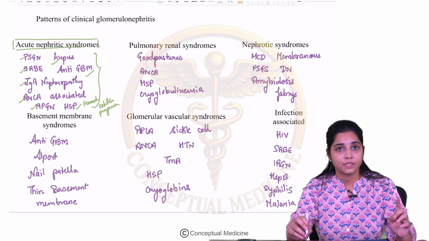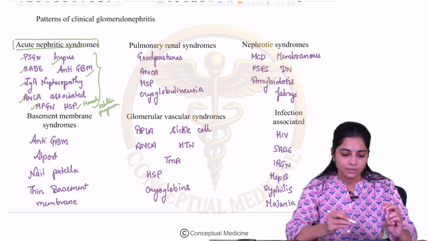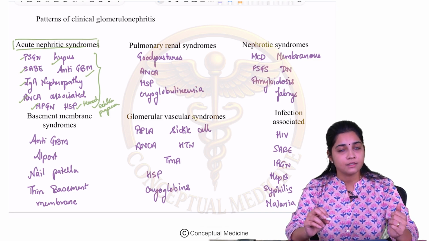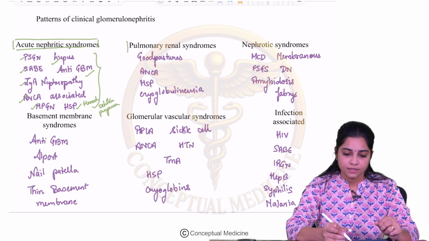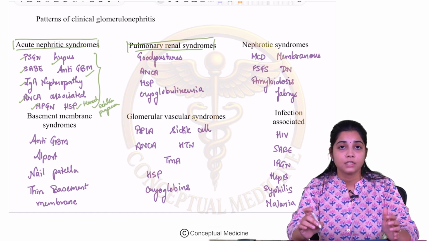Okay. So the first pattern is your acute nephritic syndrome, and these are the causes. Most importantly, you will have to remember PSGN, which is very common, IgA nephropathies, then your different types of vasculitis, and lupus nephritis. Then the second pattern is your pulmonary renal syndromes.